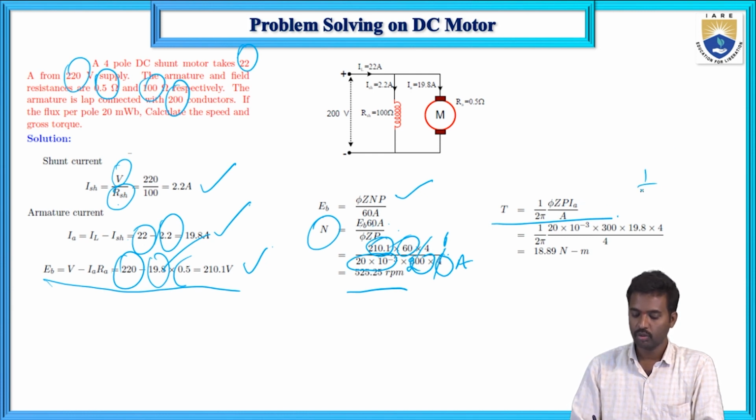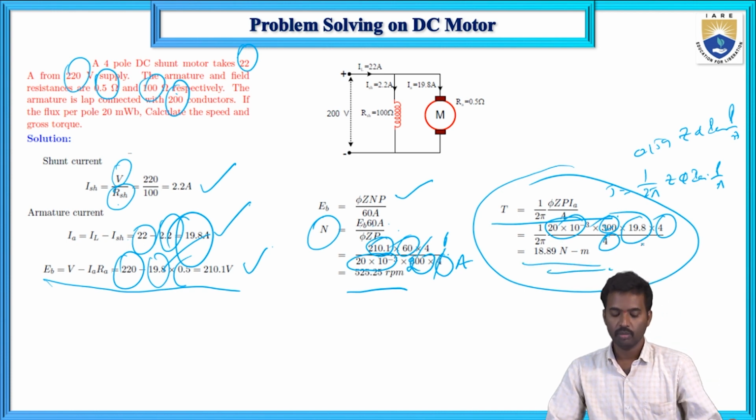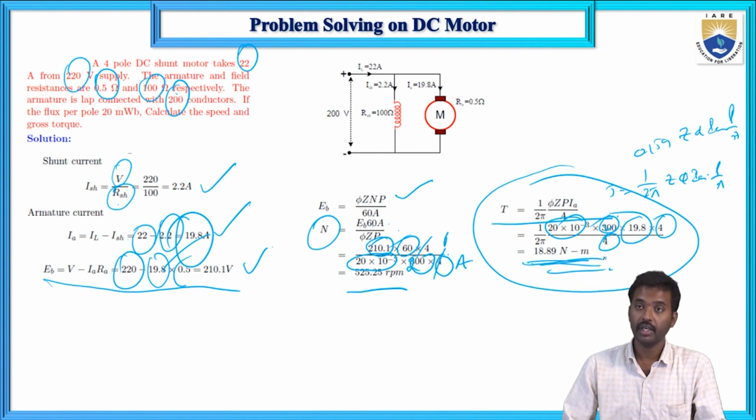Next, the torque equals 1 by 2 pi Z phi IA into P by A. This one is the torque. So now it is 0.159 Z phi IA into P by A. Here everything is given: IA equals 19.8, P and A, 200 number of conductors, and this is the flux. This torque is 18.99 Newton meter.